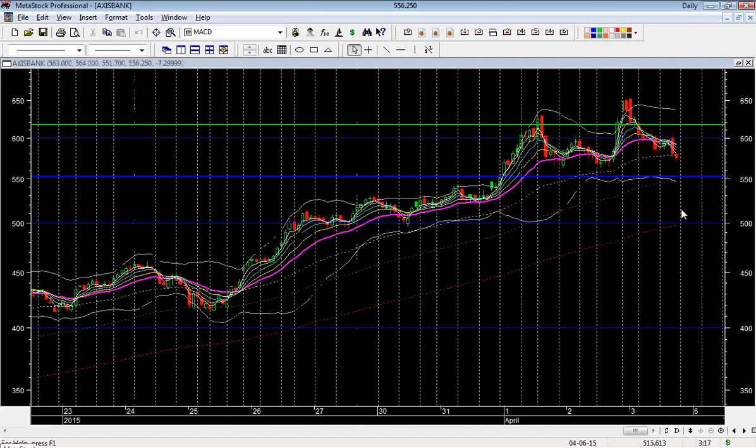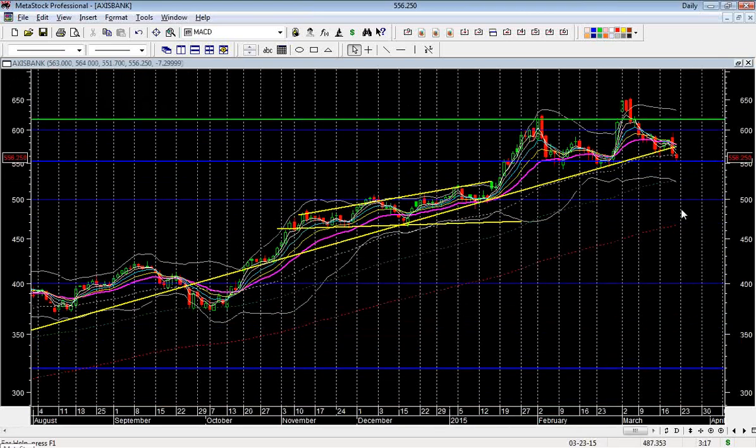Axis Bank. So you can see a sort of, what do you say, mirror copy of the Bank Nifty itself. We're talking about the double top sort of formation.